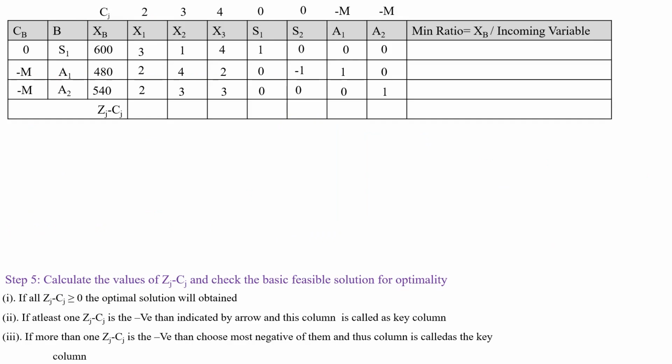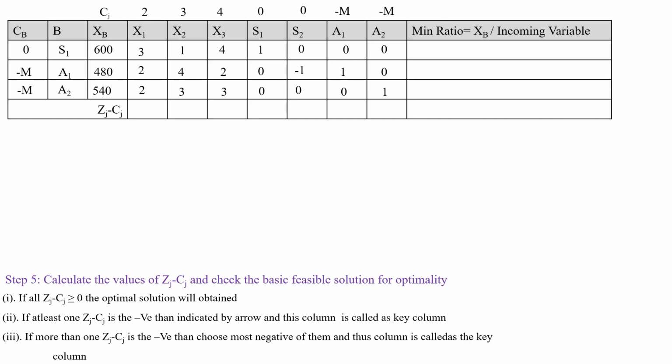Next step is to calculate the values of Zj minus Cj and check the basic feasible solution for optimality. Here three conditions are there. First condition: if all the Zj minus Cj are greater than or equal to 0, the optimal solution is obtained. Second condition: if at least one Zj minus Cj value is negative, then indicate it by an arrow, and this column is the key column. And third condition: if more than one Zj minus Cj is negative, then choose the most negative of them, and the column is called the key column.